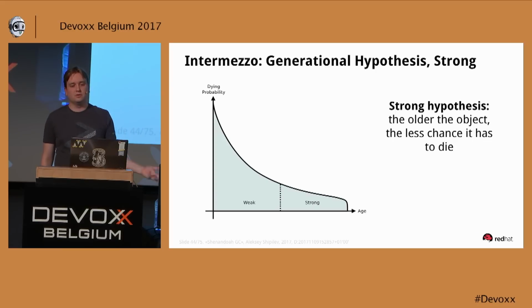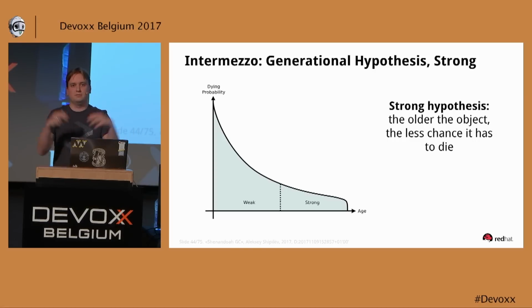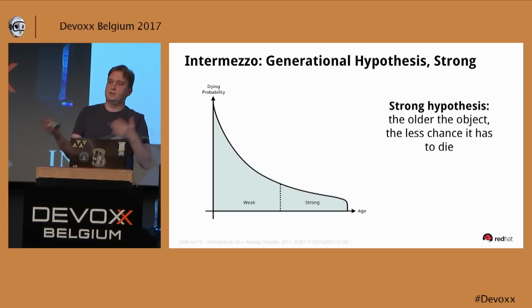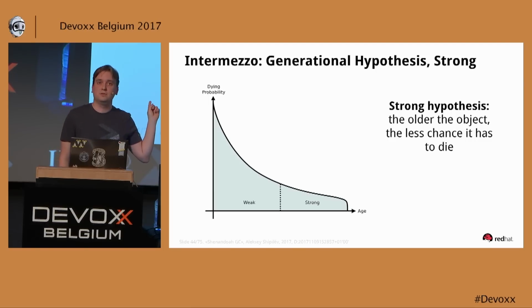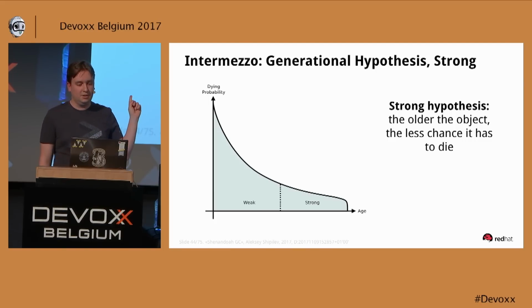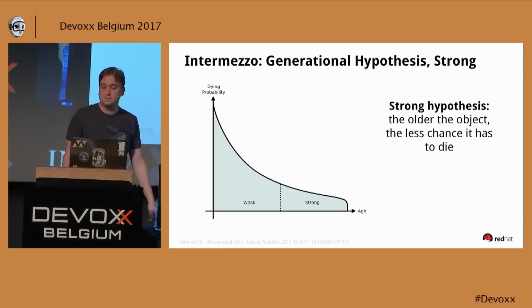And there's this stronger variant of this. It says that the older the object, the less chance it has to die. It's stronger because it's more encompassing. It includes the weak generational hypothesis in itself. Do you know the counterexamples for the strong hypothesis? Can you guess the workload that does not fit the strong hypothesis?